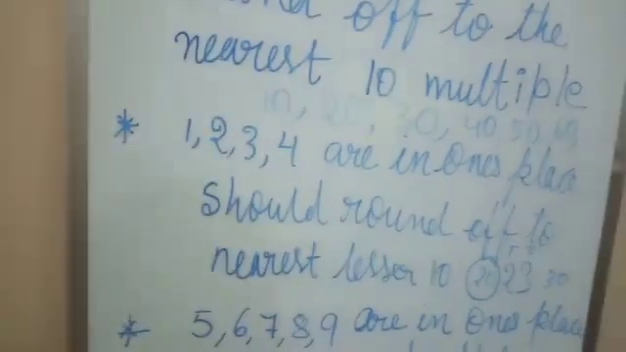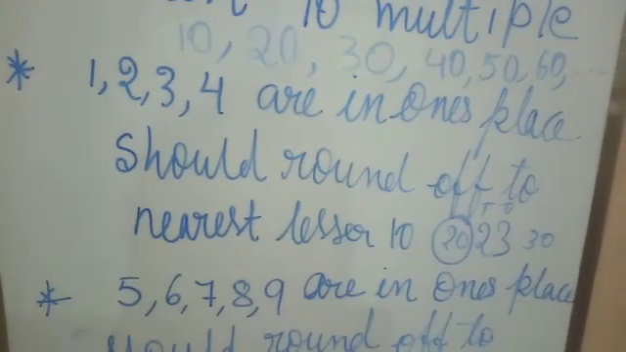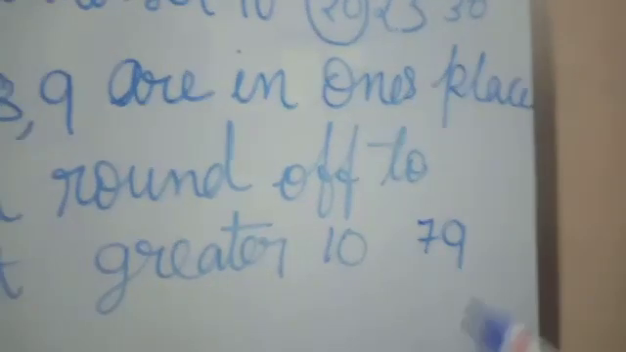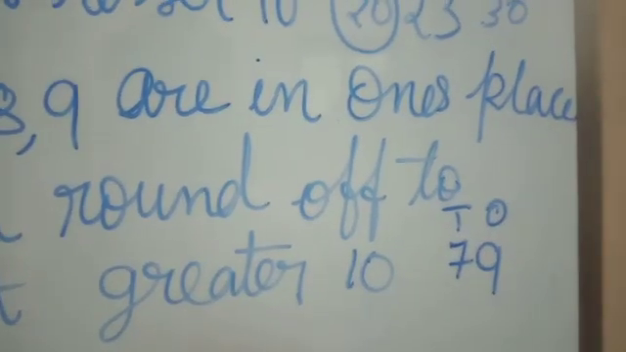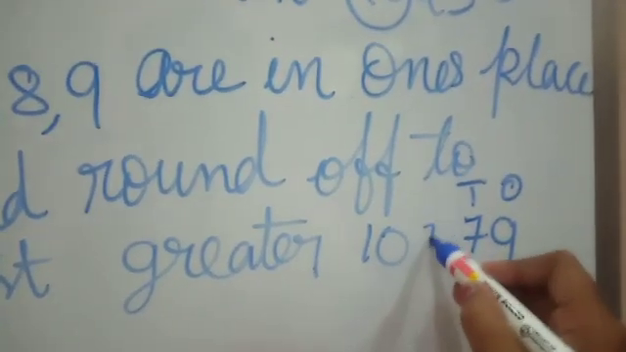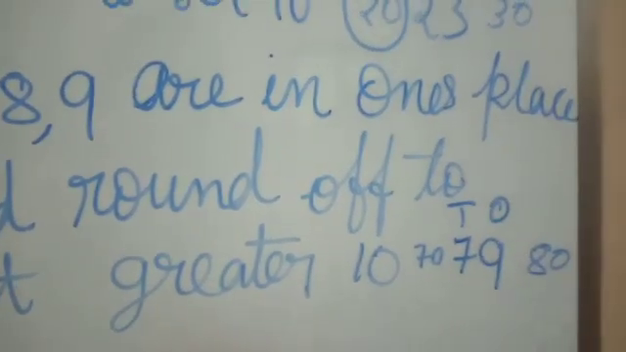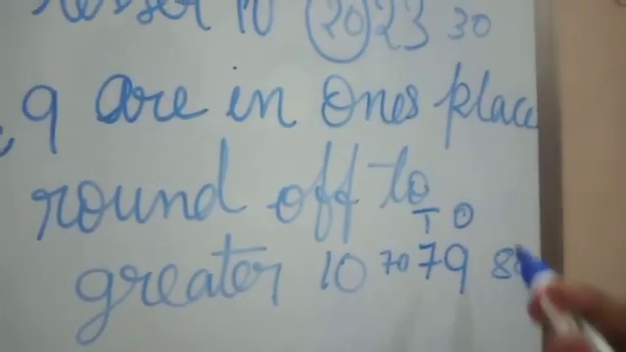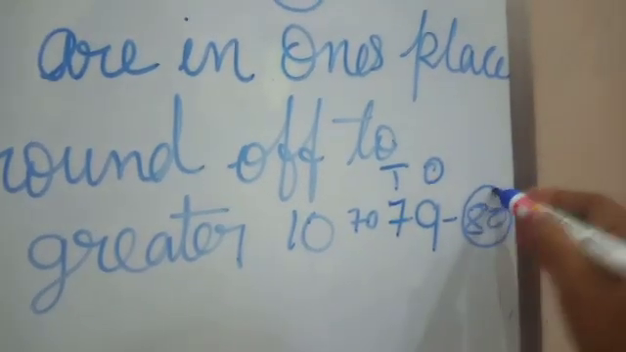In the same way, the second rule is: 5, 6, 7, 8, 9 in the ones place should round off to the nearest greater 10. For example, you have 79. In the ones place 9 is there and in the tens place 7 is there. So 79 lies between 70 and 80. Which is the greater 10 for 79, 70 or 80? 80 will be the greater 10 for 79. So the answer will be 80.